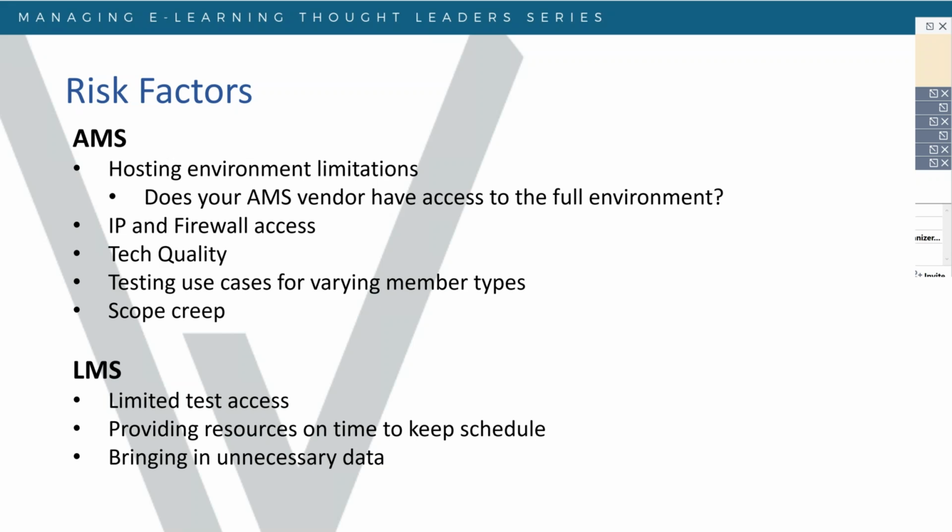Test use cases for varying member types. We have already talked about this regarding testing. Make sure that you test all user scenarios. I've gone into integrations before where we didn't test this specific member type, so that can cause some lapse in getting things live. And then scope creep, which is really just continuous or uncontrolled growth in the project's scope. This occurs a lot when the scope isn't properly defined and documented at the beginning of the process.